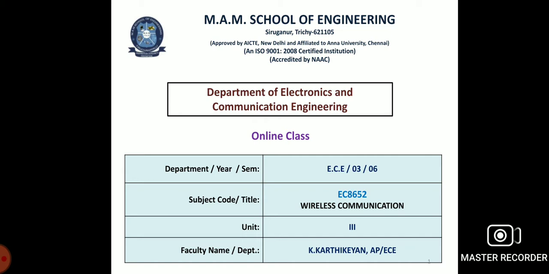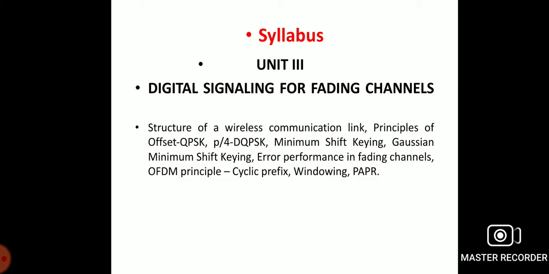In this lecture, EC8652 Wireless Communication, third year ECE. Today we are going to discuss the topic Unit 3, digital signaling for fading channels. Now let us move to the syllabus. So, Unit 3: digital signaling for fading channels.